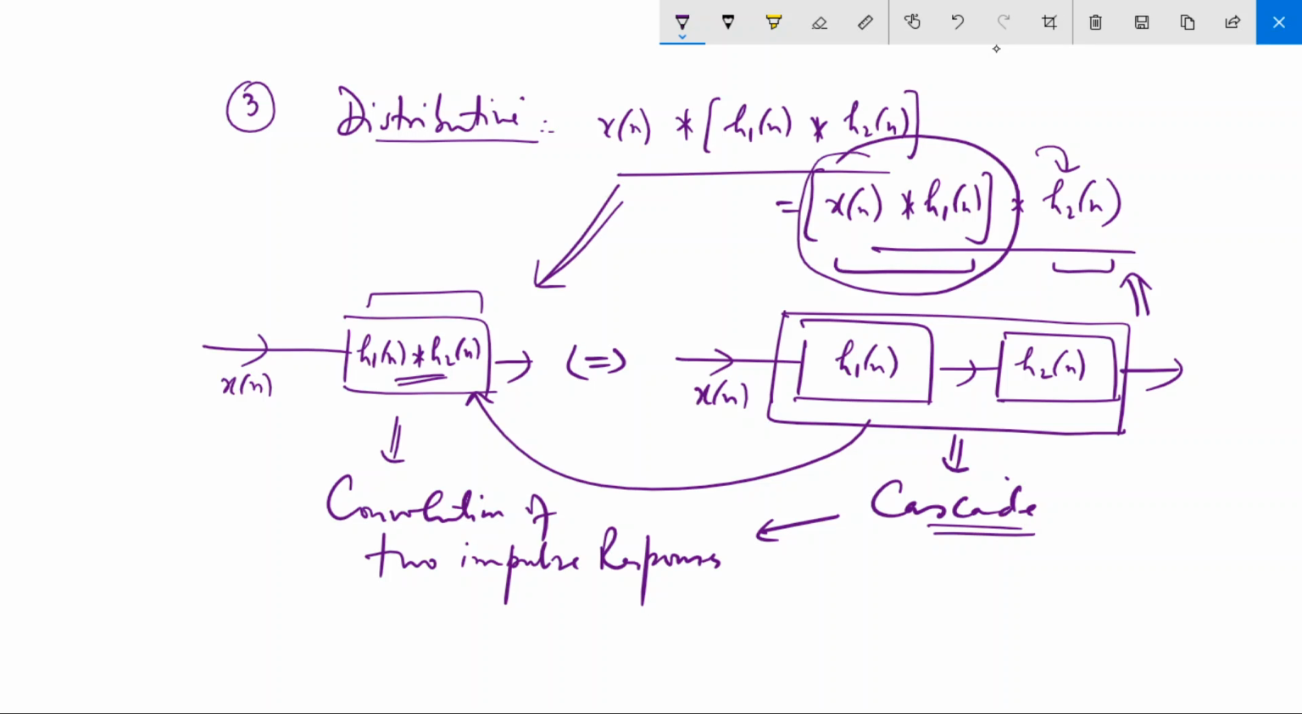So these three properties: commutative, where the role of input and the impulse response can be interchanged. Second is associative, which states that if the systems are connected in parallel, their impulse responses are added together. And the third one is distributive, which states that if the systems are connected in cascade, the overall response of the system is the convolution of their individual responses. Okay.